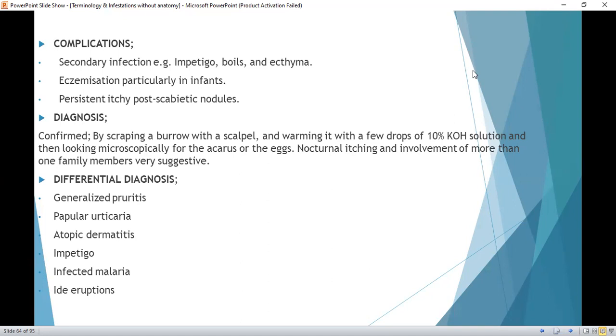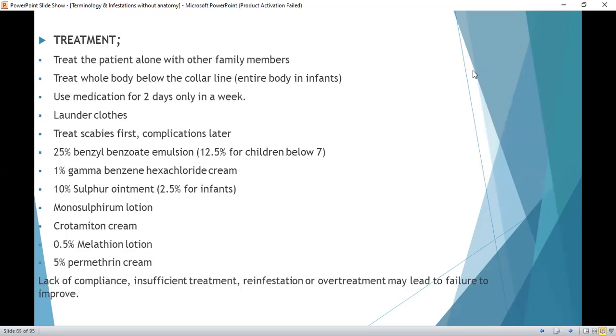Then the diagnosis is confirmed by scraping a burrow with a scalpel, warming it with a few drops of 10% KOH, and then observing it microscopically for the acarus or the eggs. Nocturnal itching and involvement of more than one family member is very suggestive. The differentials include generalized pruritus, papular urticaria, atopic dermatitis, impetigo, infected malaria, and eruptions.